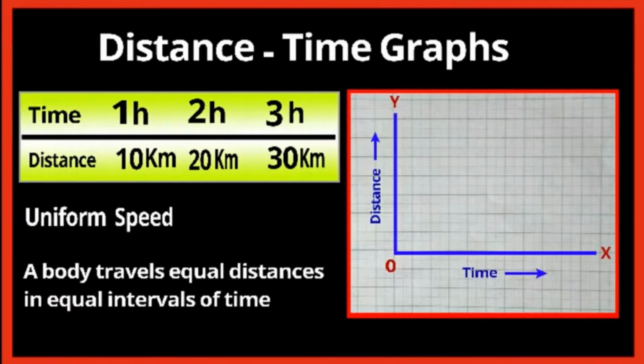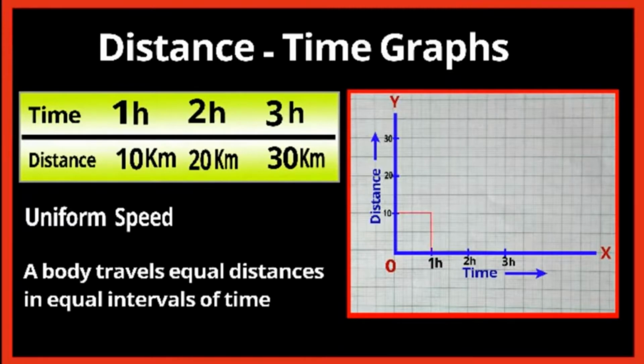Between 1 hour, the distance covered is 10 kilometers. 10 to 20, the difference is 10. 20 to 30, the difference is 10. So along x-axis, we have taken 1 hour, 2 hours, 3 hours, and along y-axis, we have taken 10, 20, 30. So distance is along y-axis.